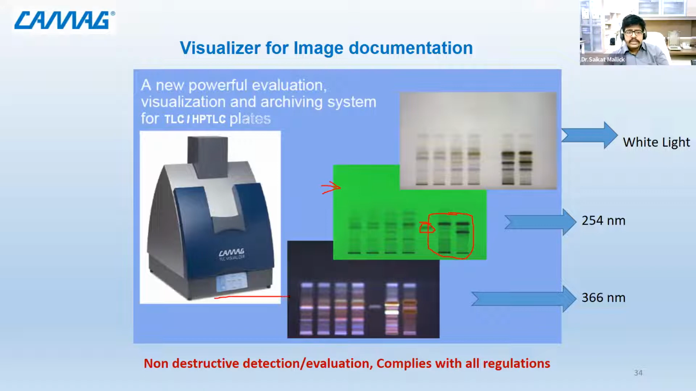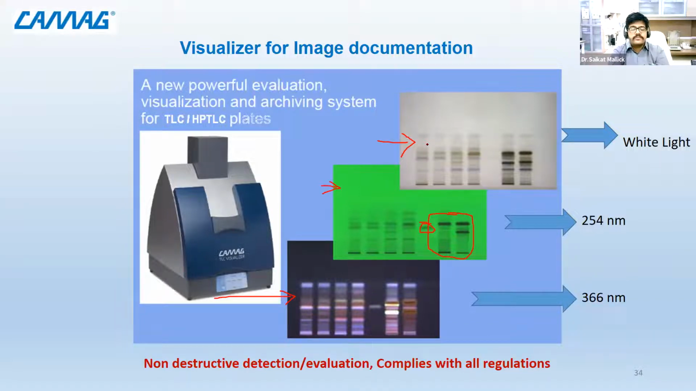Also, in fluorescence, the plate background is dark and the spots are bright. So here you have fluorescent compounds, and from that you can identify if the spot has any fluorescent nature. That gives you a fluorescent type of investigation. And finally, you have visible, where in white light you can see how the separation pattern looks.